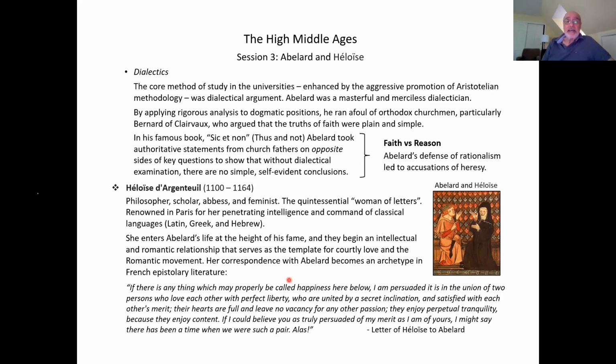And in his famous book, Sic et Non, which means thus and not, Abelard took authoritative statements from church fathers on opposite sides of key questions. So he would quote from fathers of the church that argued one side and then argued the other side of the same question to make the point that with that dialectical examination, nothing was simple or self-evident.